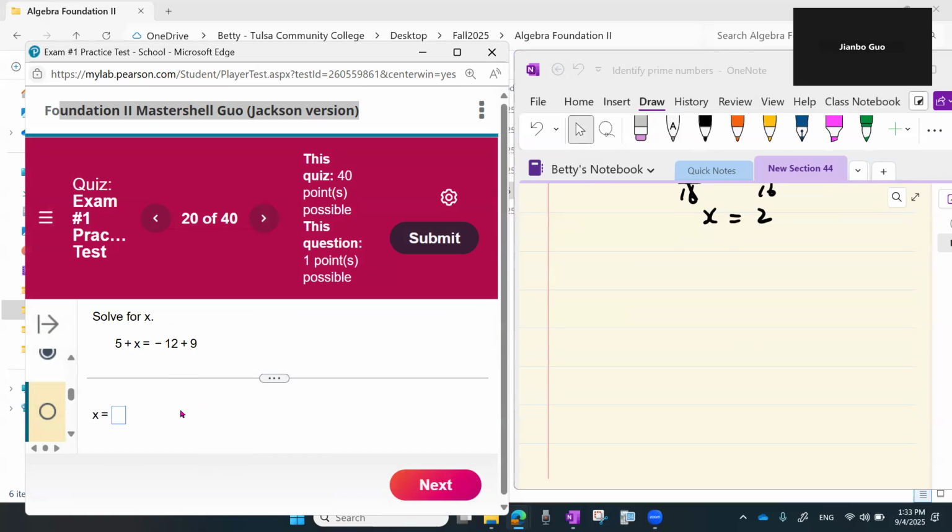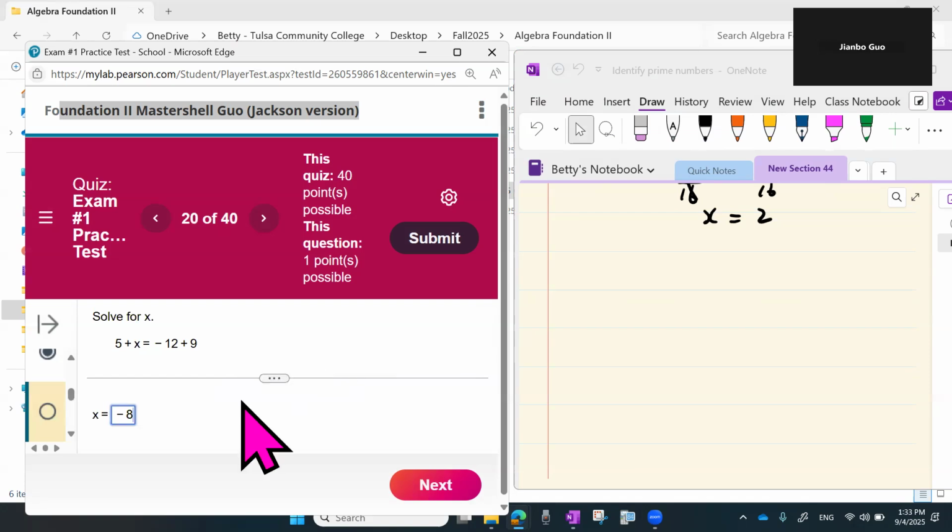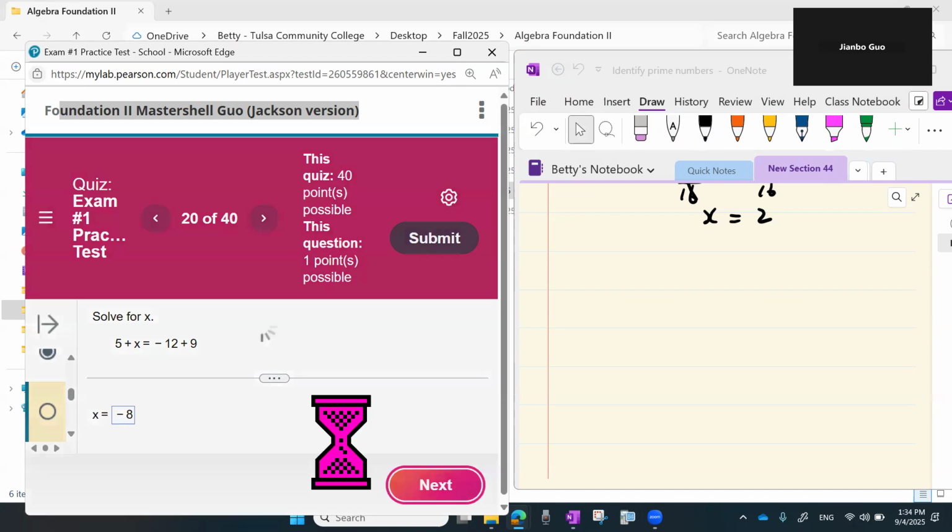This one is also pretty straightforward. On the right side, we have negative 12 plus 9, which is negative 3. If we subtract 5 from each side, we would have negative 8. As you can see, only when 5 is added with negative 8, we have negative 3.